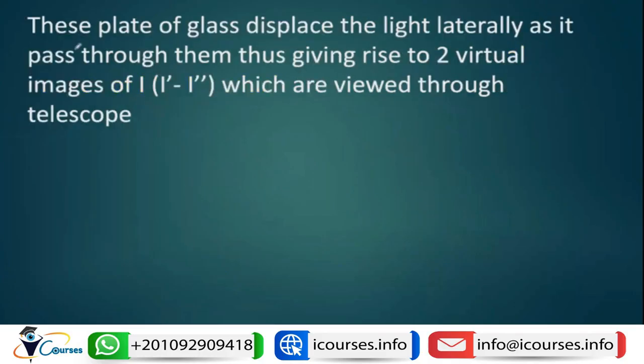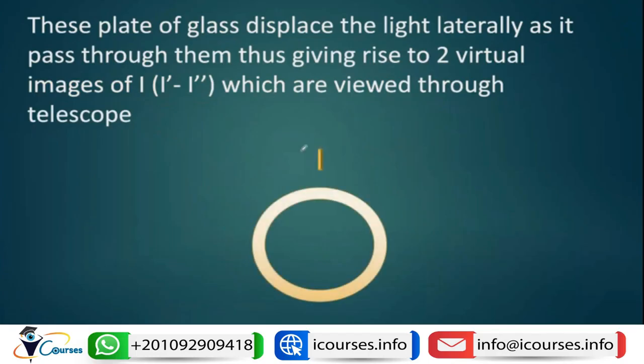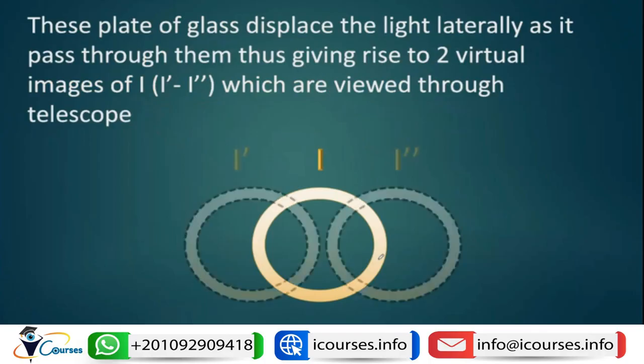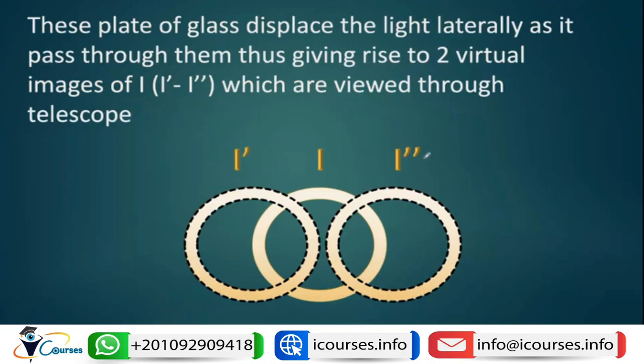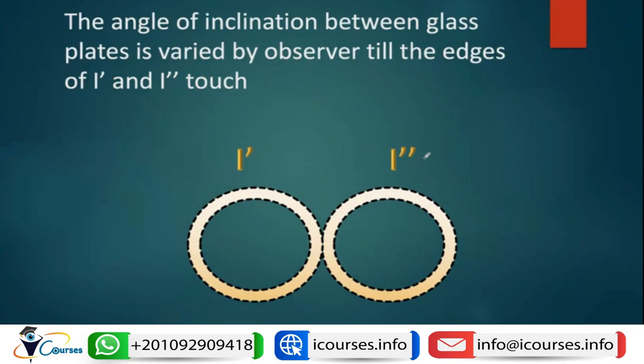So let's see this example. These plates of glass displace the light laterally as it passes through them, giving two virtual images which are viewed through the telescope. Meaning that when we are using the von Young-Helmholtz, here is the image of the circle, and the doubling device will cause this circle to change into two circles. We can call them I dash and I double dash. So in order to reach the correct image size, these two circles need to be adjusted until they touch each other. If they are touching each other, we know that we have reached the correct image size.